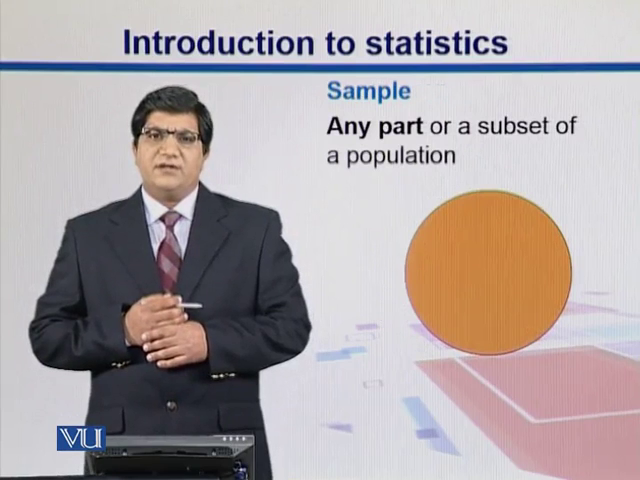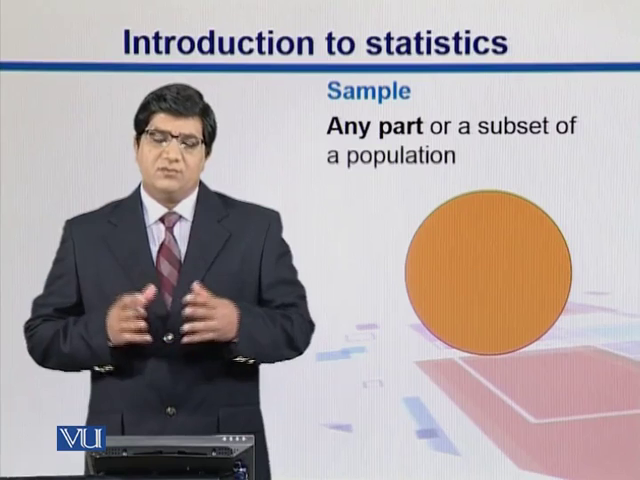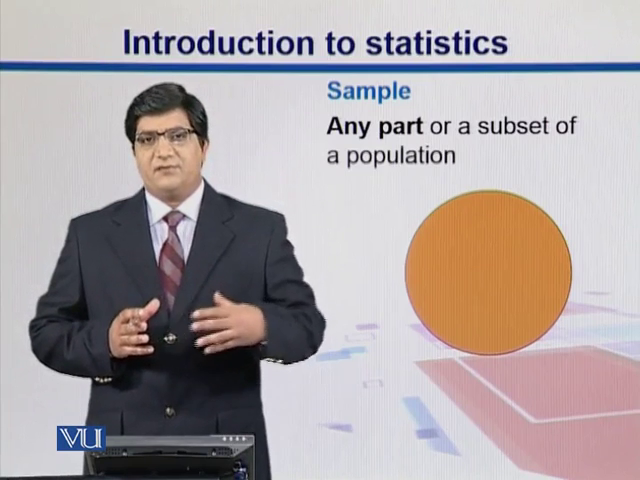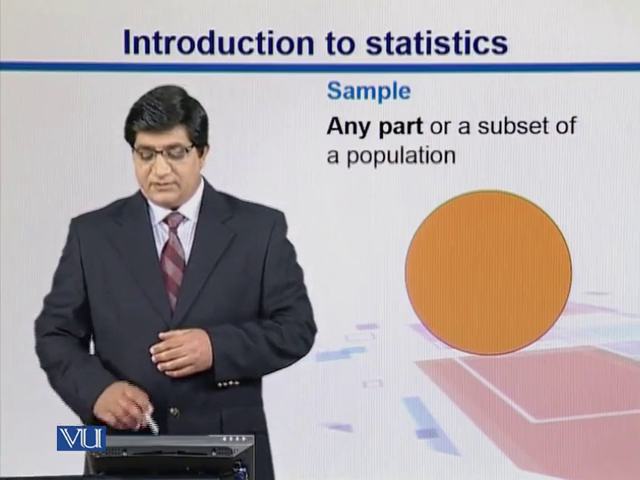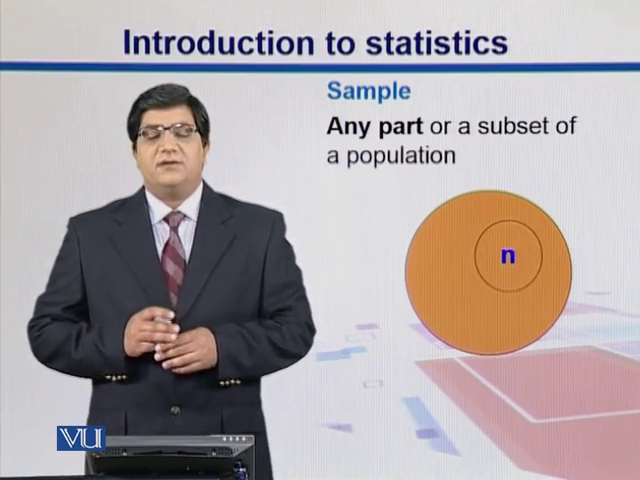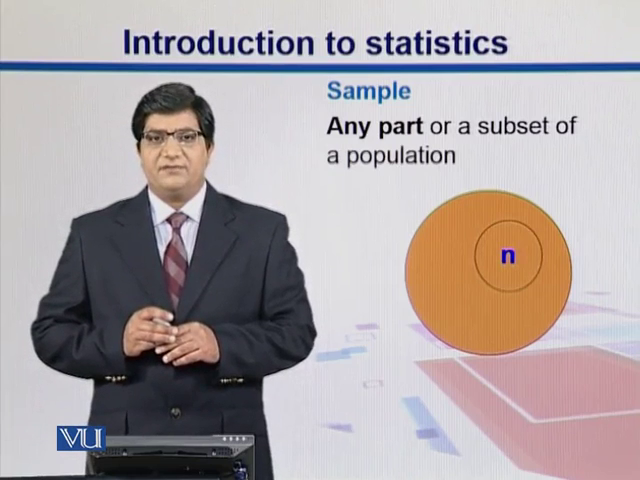Sample: we are not able to collect data from the whole population in most cases, so what we do is sampling. We take a small subset from that population, and that is called a sample. For example, here this big circle is the population, and we get a small sample out of it, and it indicates the number of individuals, or we can say the sample size.